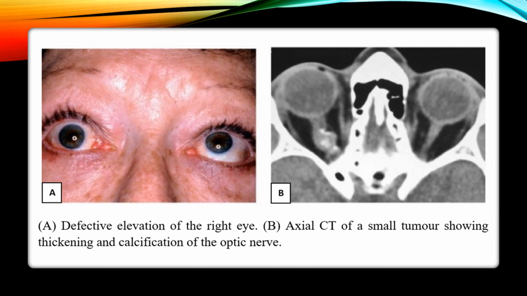This slide illustrates a patient with optic nerve meningioma. Picture A shows defective elevation of the right eye, while picture B is an axial CT illustrating the tumor as thickening and calcification of the optic nerve.